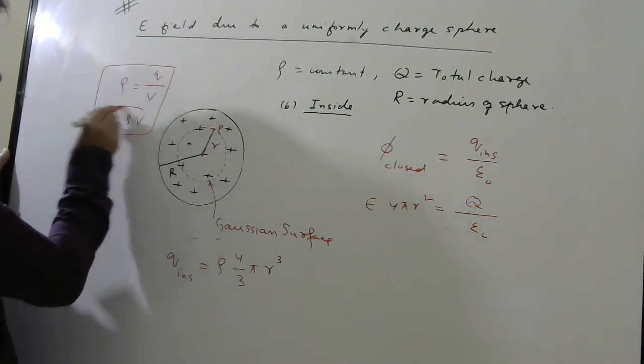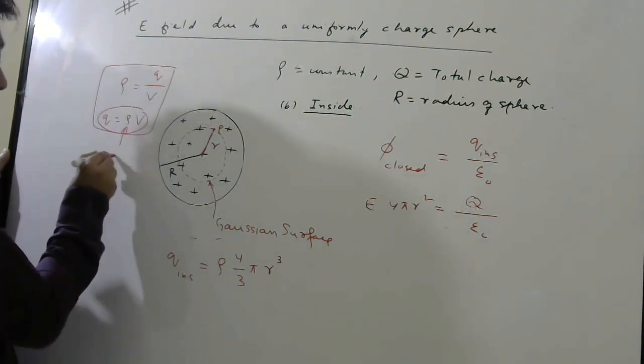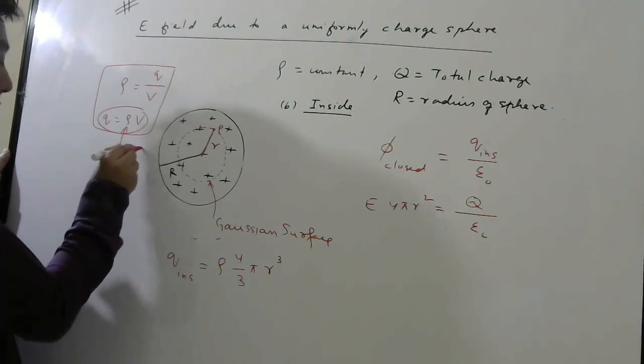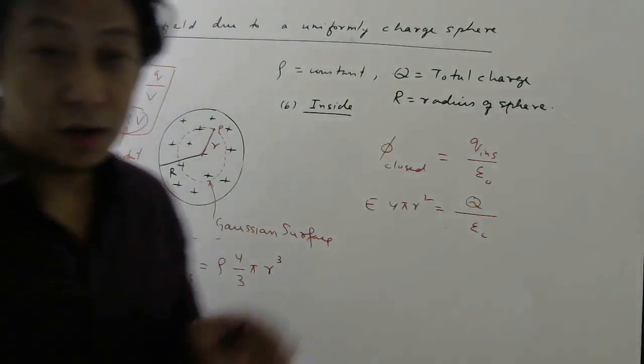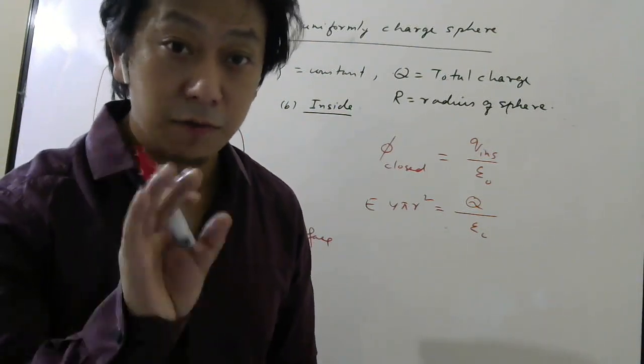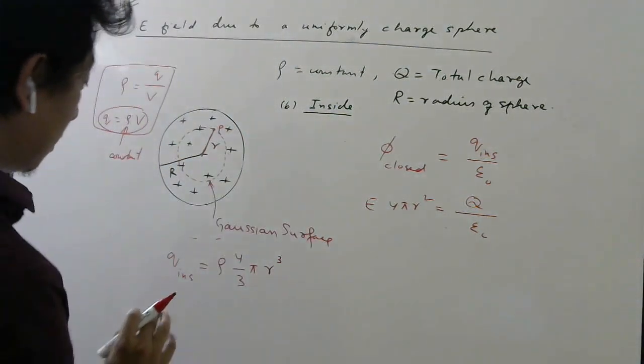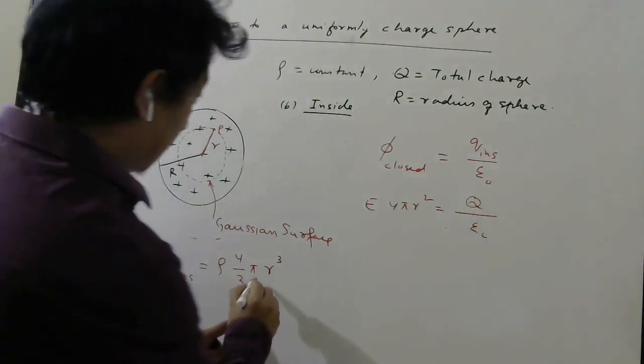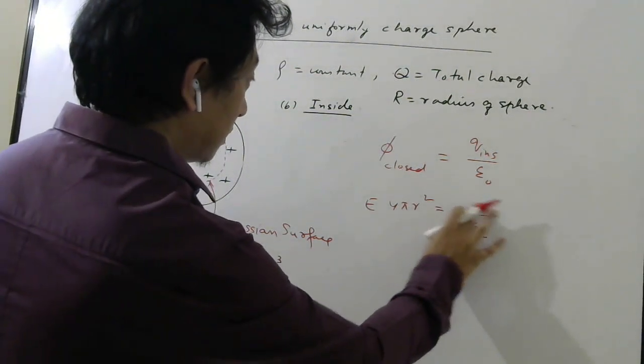This definition is allowed if density is constant. Otherwise, we have to do integration. In the last video, last part, I have explained all the details, so please see that video carefully. So here, this is the charge inside. Let me substitute this charge inside here.